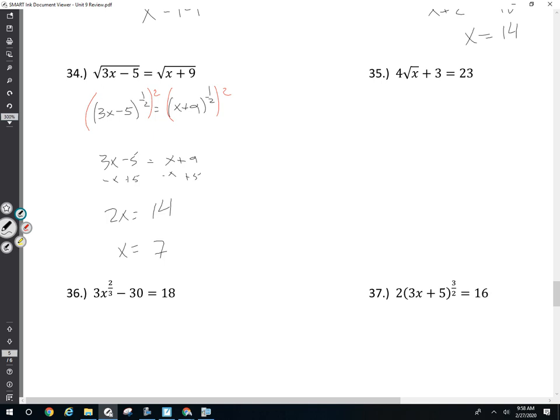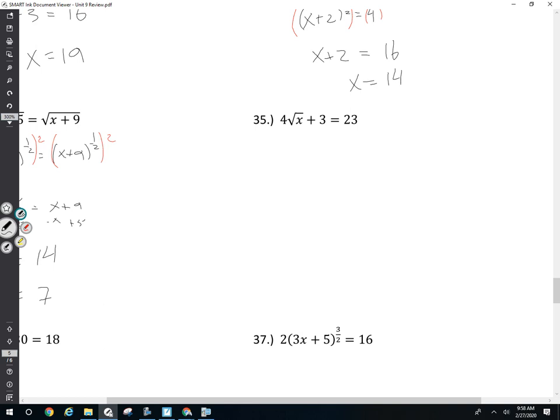Okay? Then we can always check, plug it back in. 21 minus 5, so that's 16. 7 plus 9, 16. Square root of 16, 4, 4. Okay, we're good. Something like this.